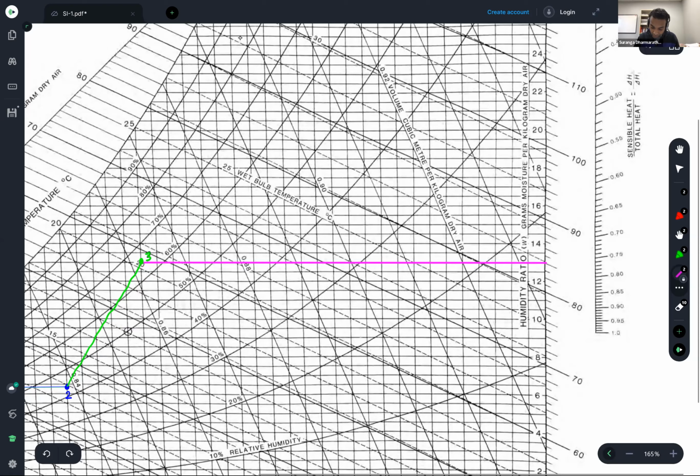So this is 10, 12, 14. It's in the middle. So it's around like 13, I would say. So this is 14 humidity ratio. So this line is 13.5. So this is 13 times, so write it in terms of 13 here.